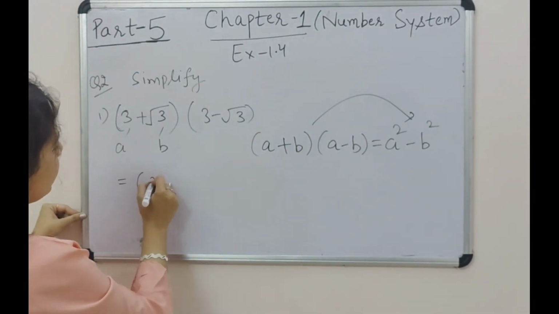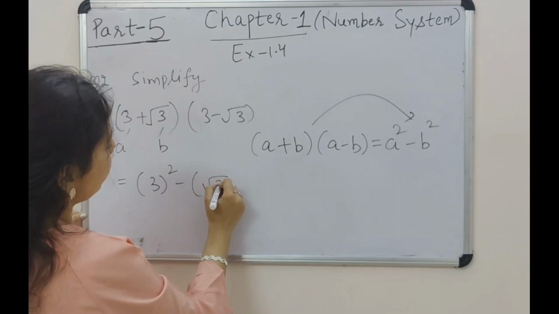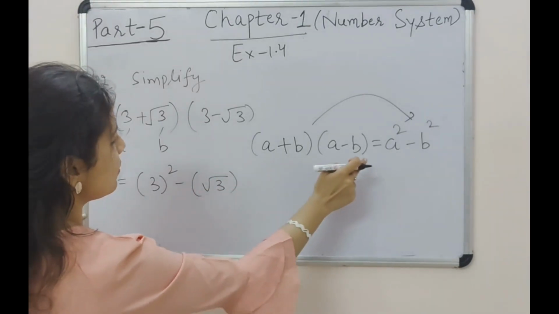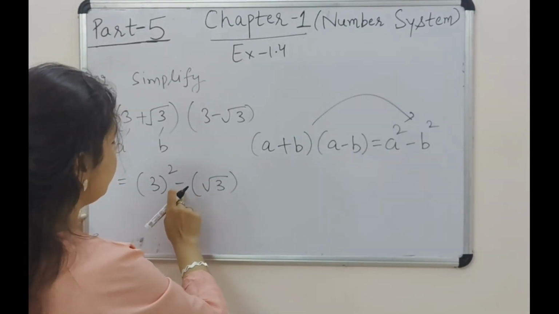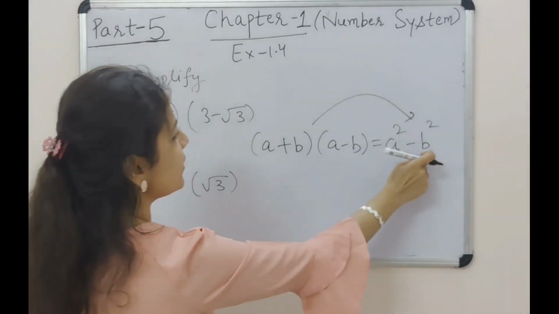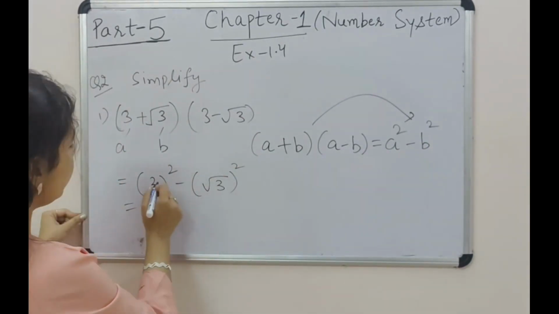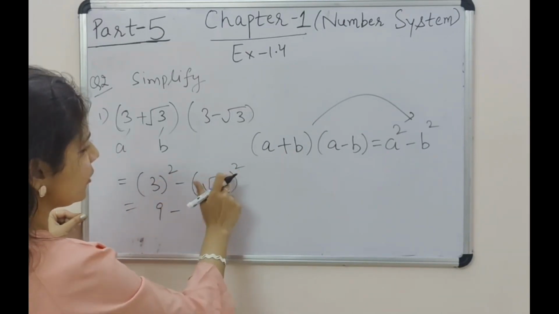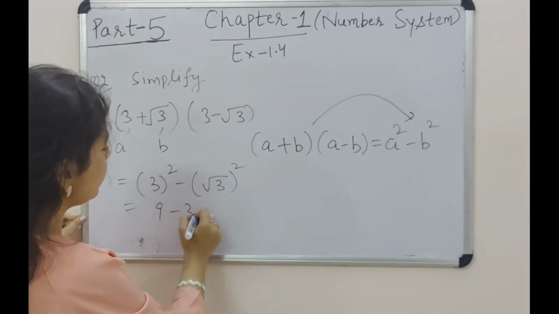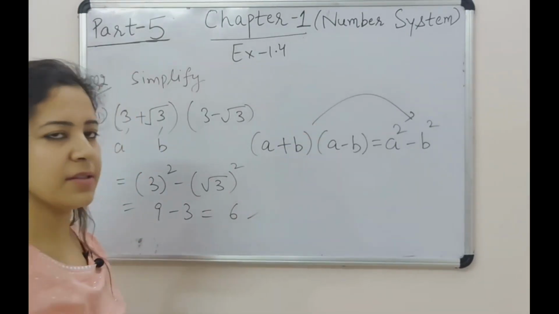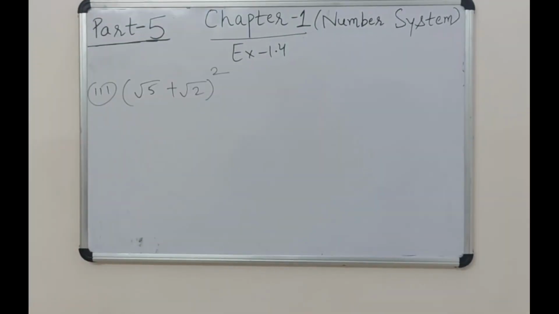So if I am just writing 3 square, minus, and in place of b I am going to put under root 3 whole square. 3 square becomes 9 and square cuts with the square root, it becomes 3. So 9 minus 3 is 6. This is a simplification. What is given in the next part?